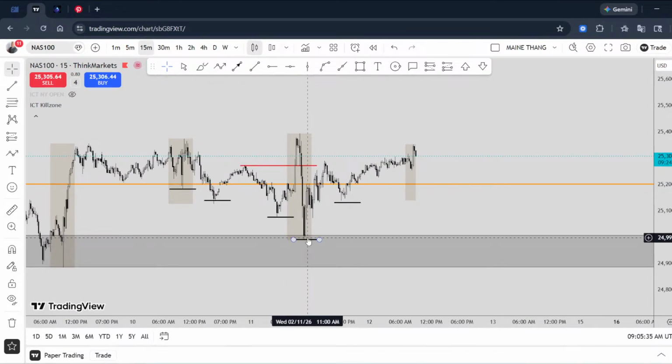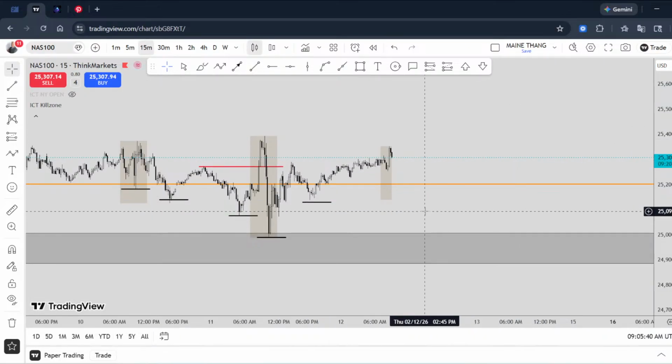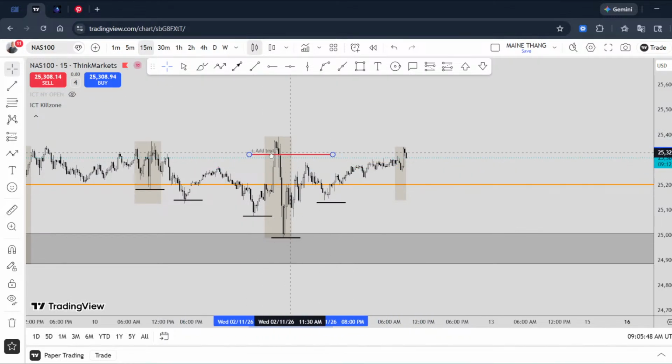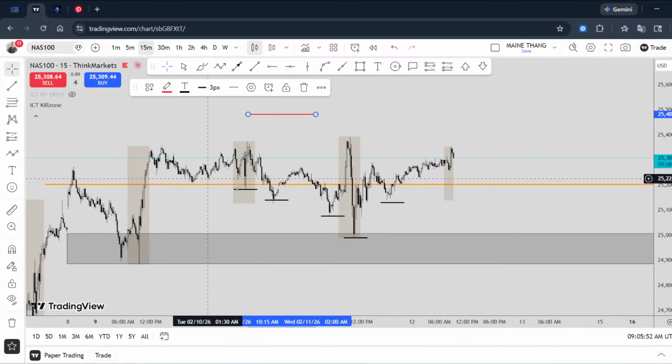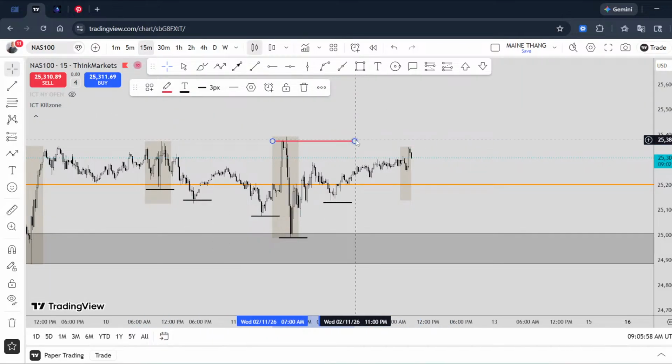Price created another low, and now, today, we do have a higher low here, right? But we have to wait for structure to break, because price created this high and created this low that took out all the lows over here. This high took out all the highs over here. So now we're waiting for price to break this high.